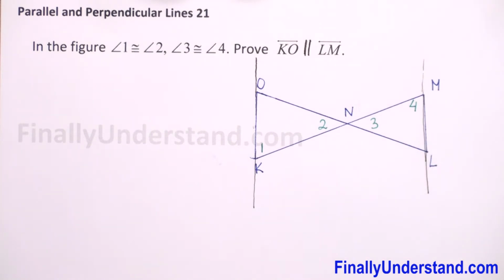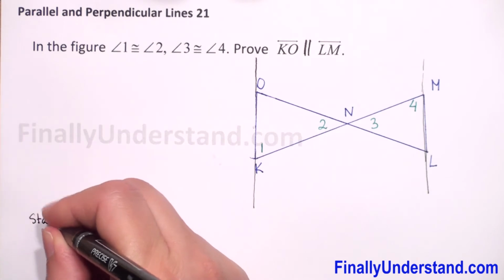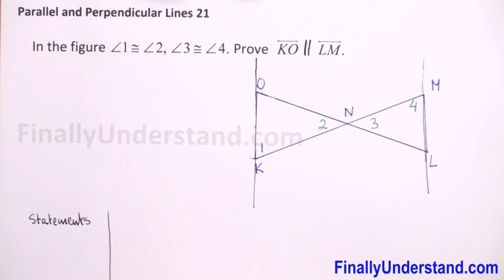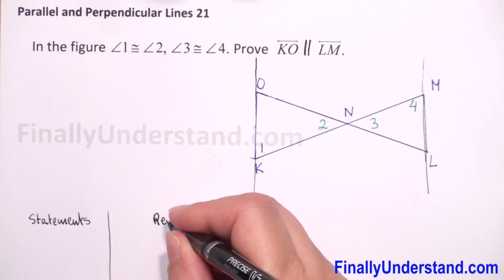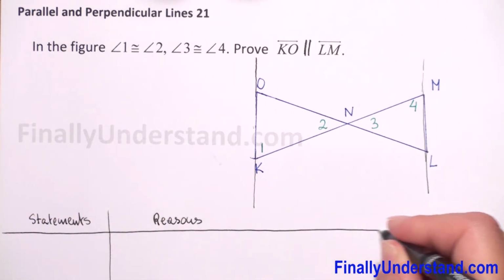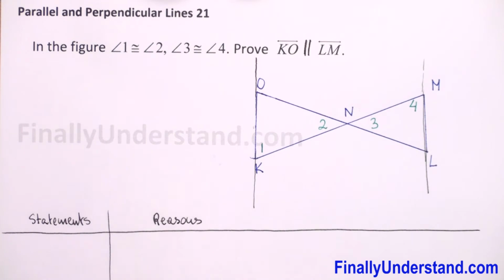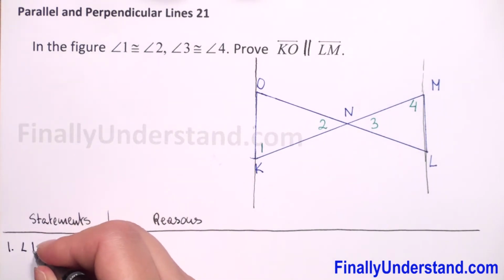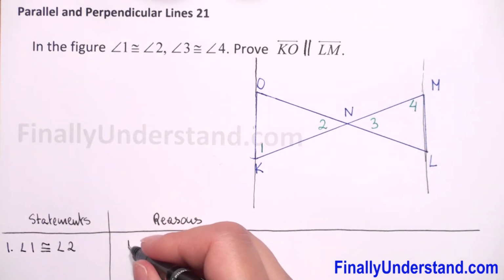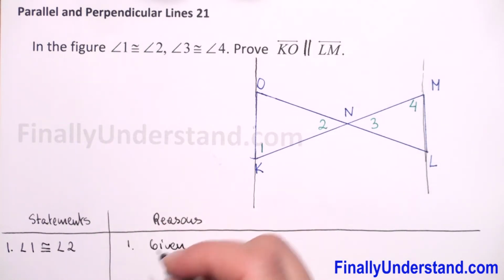So let's make a table to solve our problem. On the left side we will write statements, and on the right side we will have reasons. First we have to write what we have given. We have given that angle 1 is congruent to angle 2. This is given. At the beginning we have to write everything we have been given.